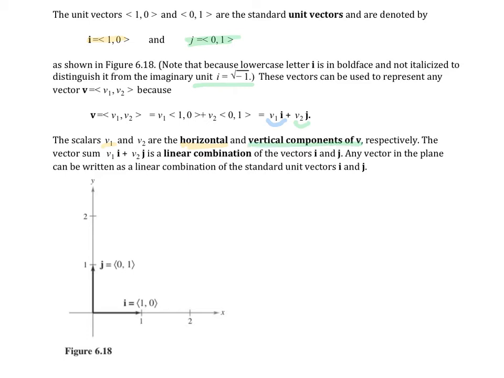The vector sum v1 i plus v2 j is a linear combination. So we're going to do linear combinations of the vectors i and j. Any vector in the plane can be written as a linear combination of the standard unit vectors i and j. What I want you to see from all of this is that i is just the horizontal component, where we move right or left, right if it's positive, left if it's negative, and j is where we move up or down, up if it's positive, down if it's negative.